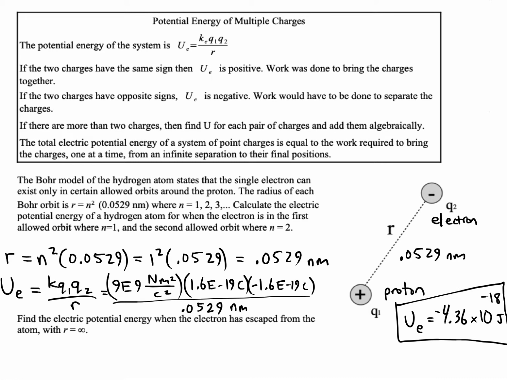And this is an important number because it tells us how much work is required to separate an electron from its proton. You could imagine yourself physically standing by the electron and wanting to push it all the way out to an r of infinity. Okay, so how much work would it take? 4.36 times 10 to the minus 18 joules.